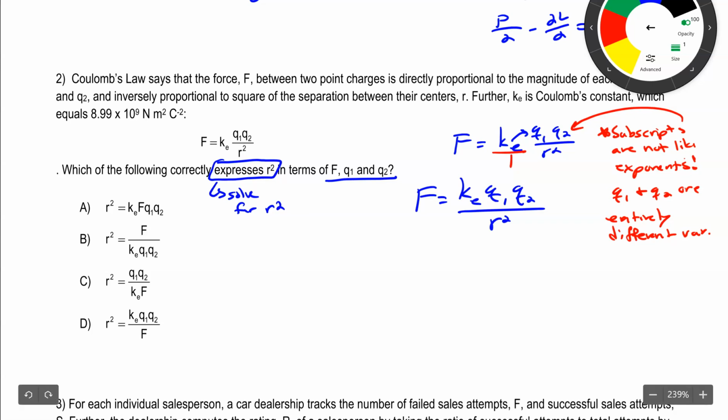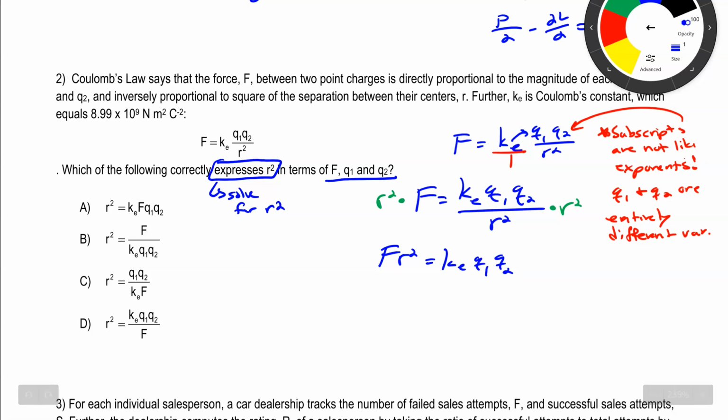Okay, so if we want to get r squared by itself, we have to first get r squared out of the denominator. So I multiply both sides by r squared. This is also technically cross-multiplying because it's F over 1, but I'm just going to treat it this way. So I would get F r squared equals k_e q1 q2, okay?